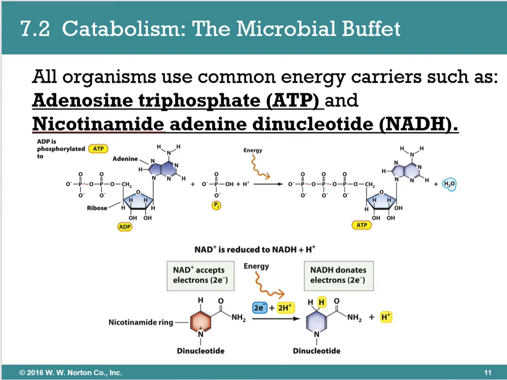So, like I said, the reason why I showed you that is because those guys are using a lot of ATP whenever they're trying to do their ridiculous parkour. So, definitely know what two energy molecules all organisms use. Every single organism uses ATP and NADH. Okay?